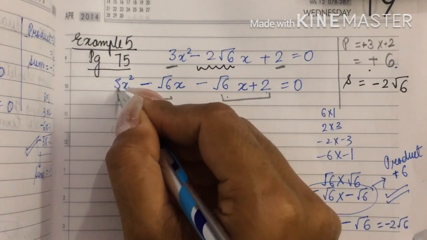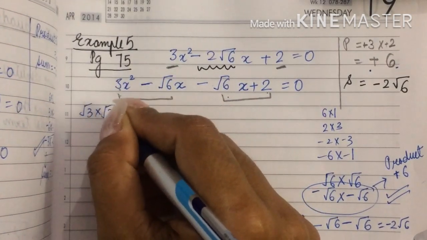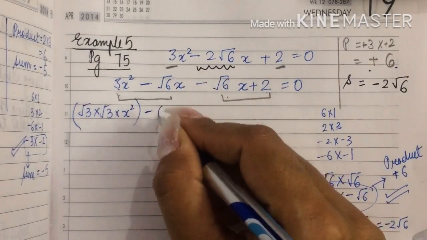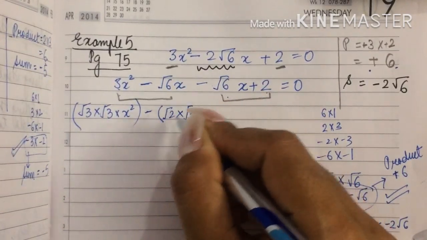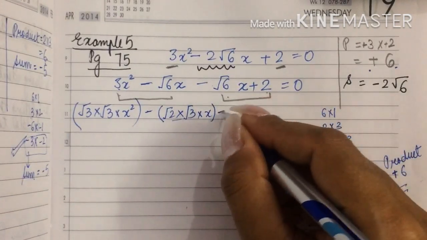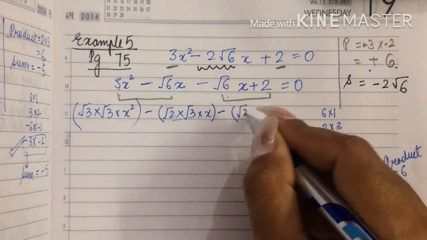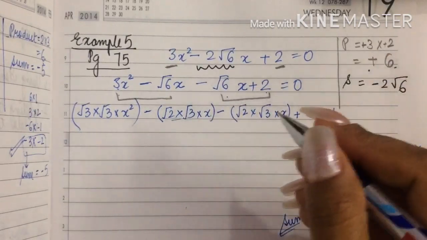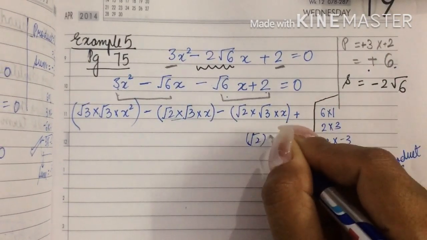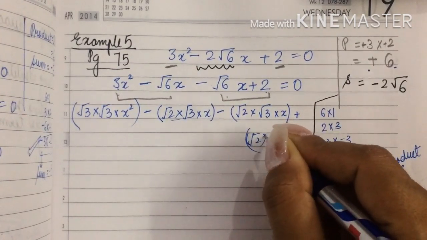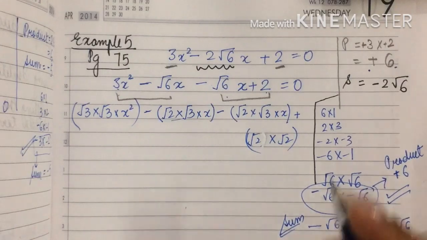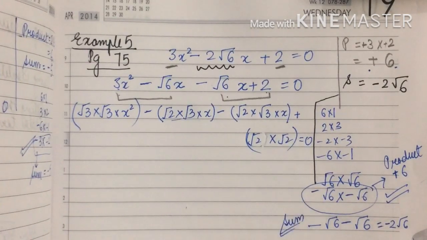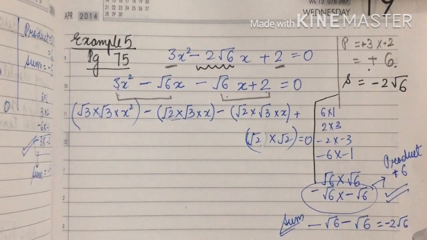So I'm going to split this up. This 3 can be written as root 3 into root 3 into x square. So this is the first term. Then breaking this down, root 2 into root 3, the product will be root 6 into x minus, same way I will split up this, square root of 2 into square root of 3 into x plus the 2 can be split up as root 2 into root 2. And this is equal to 0. So I have written all the terms by breaking them down using their irrational factors.